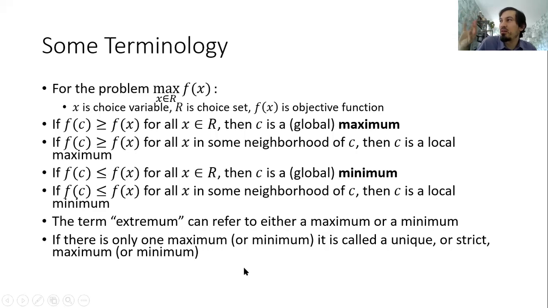Like I haven't determined yet whether it's a maximum or a minimum. It's just one of the two, call it an extremum. And then the word unique or strict refers to the fact if there's only one maximum. Given this problem, X could be anything in R. R is some range, we'll say. X could be anything in this range R. And if there's only one global maximum in R, then we call that the unique global maximum.